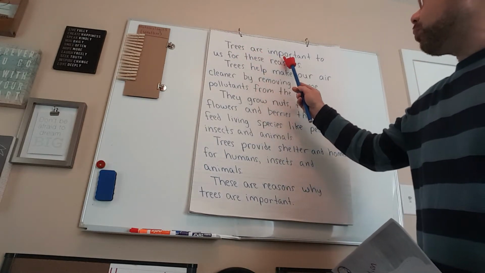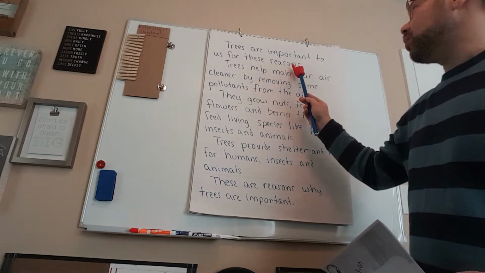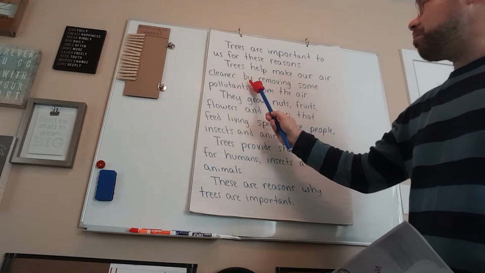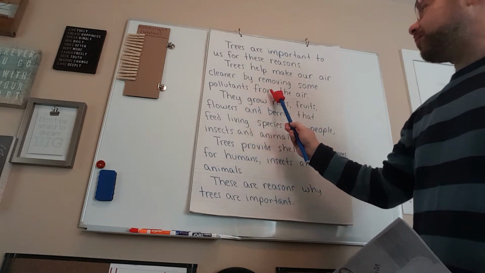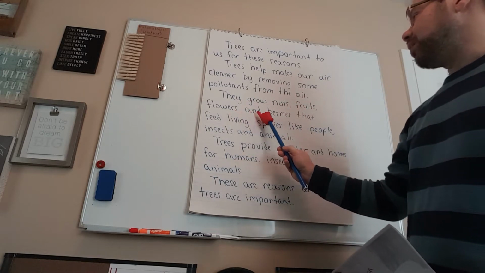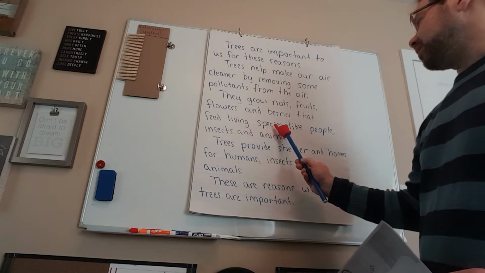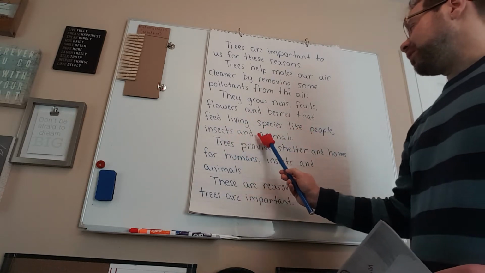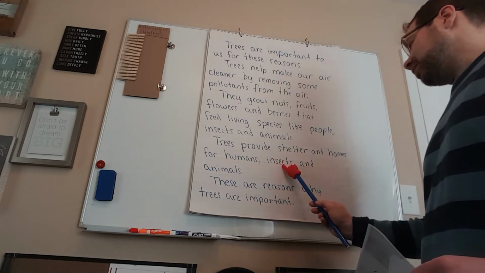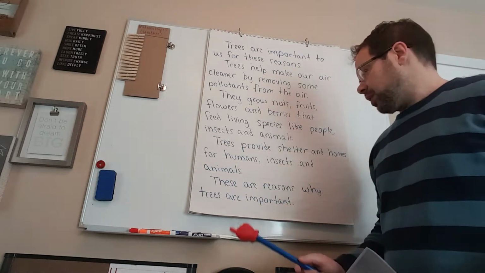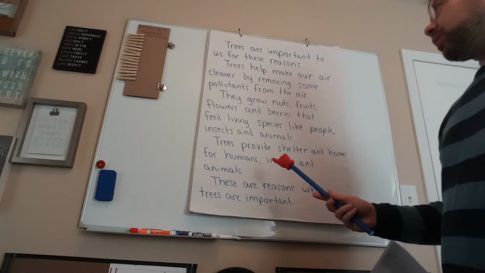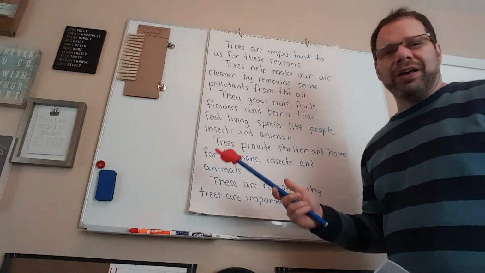Trees are important to us for these reasons. Trees help make our air cleaner by removing some pollutants from the air. They grow nuts, fruits, flowers, and berries that feed living species like people, insects, and animals. Trees provide shelter and homes for humans, insects, and animals. These are reasons why trees are important. Now let's go over a few of these words that you may not know. Pollutants, I think you might know.